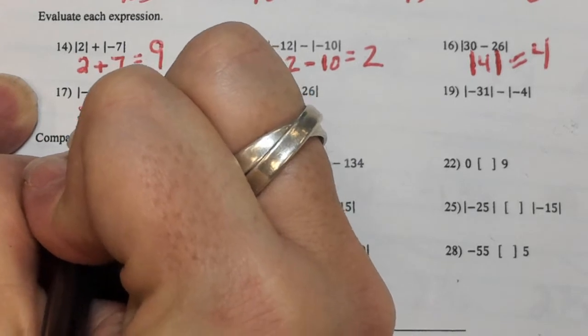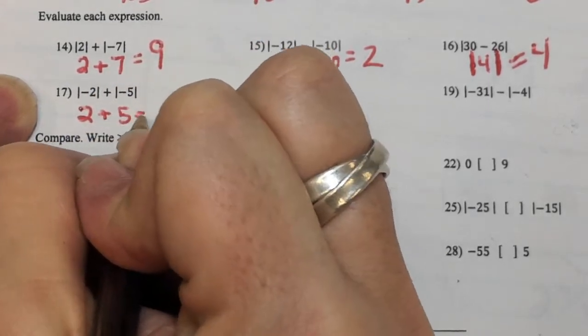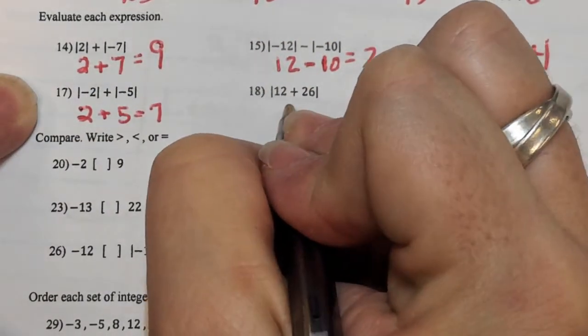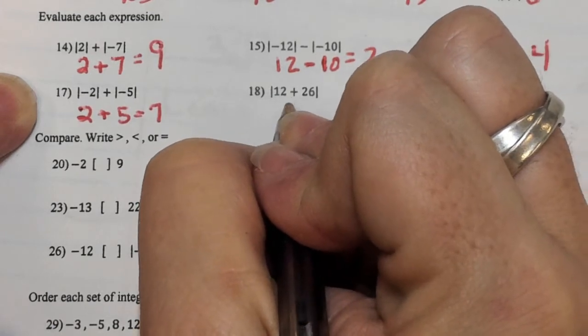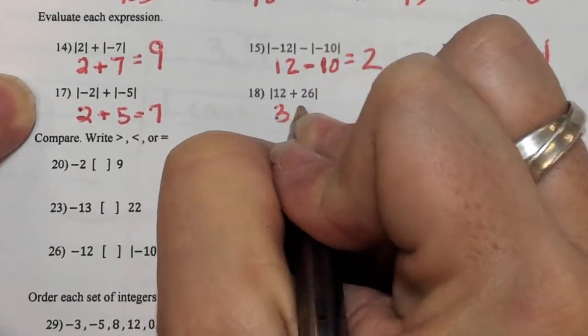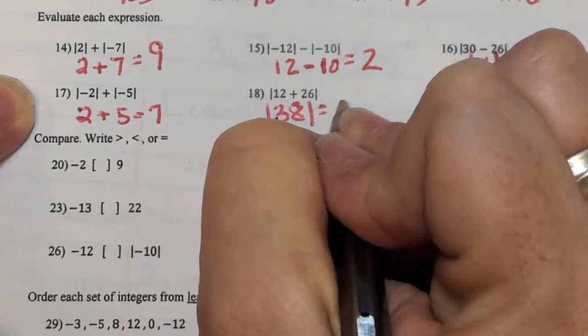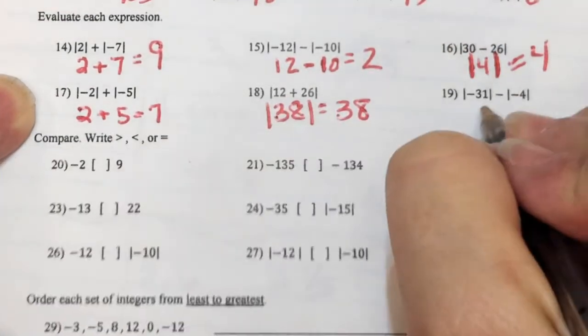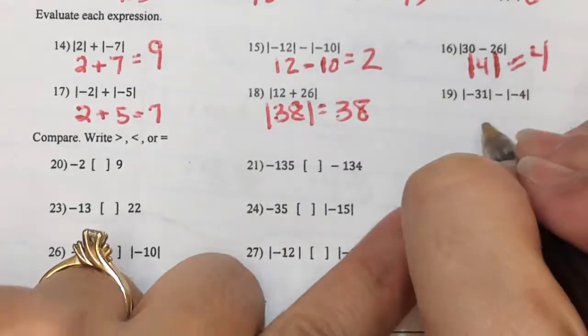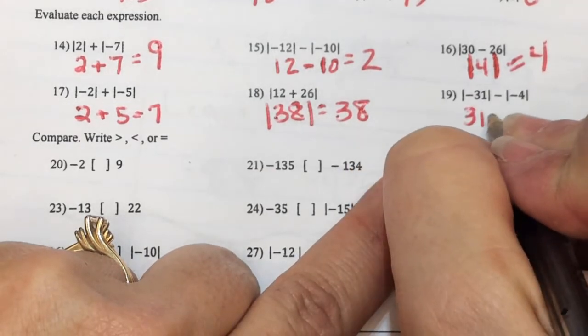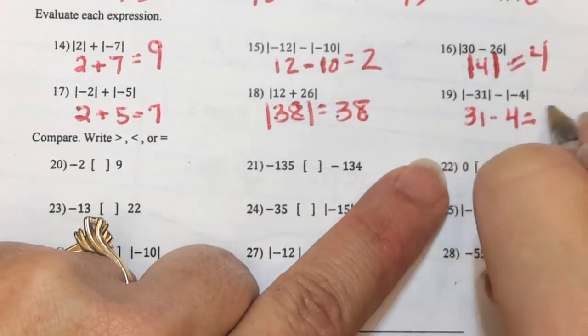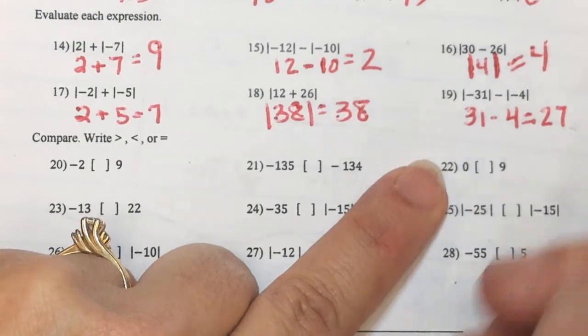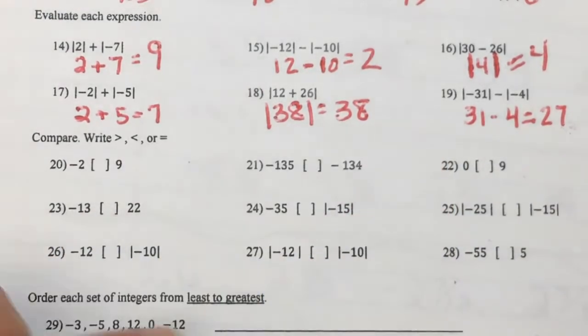Here we go. 2 plus 5 is 7. 12 plus 26 is 38, and the absolute value is 38. And then 31 minus 4 is 27. Tomorrow, always check this stuff with a calculator, just in case.